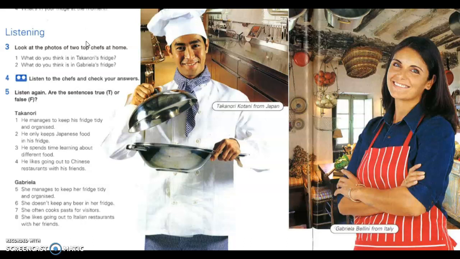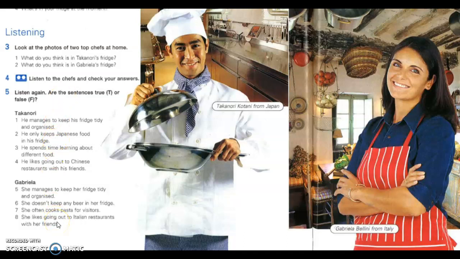You can have different pictures of different foods, and they have to divide them into two columns, what they think is in Takanori's fridge, what they think is in Gabriella's. There's a lot of ways here to activate schemata and get people ready to listen. And then they listen and check, see, were your predictions correct? Are you right about Takanori's fridge and Gabriella's fridge? There you go.